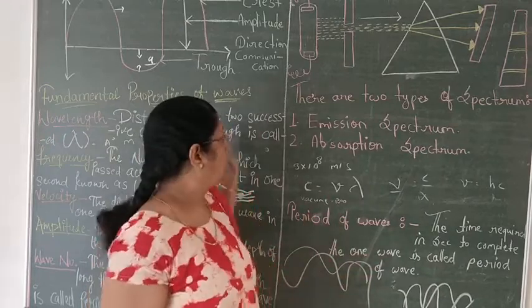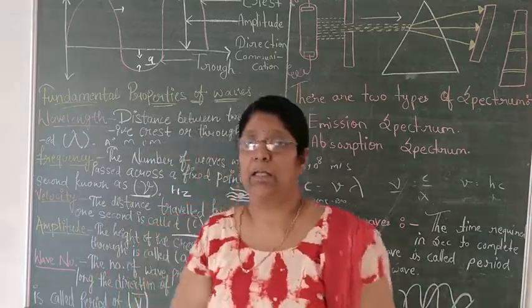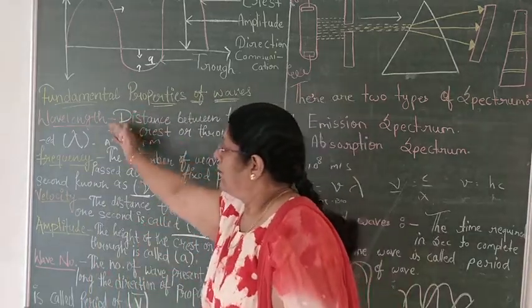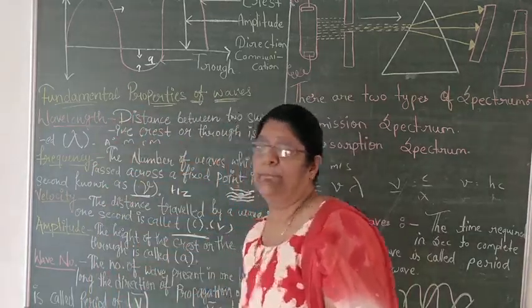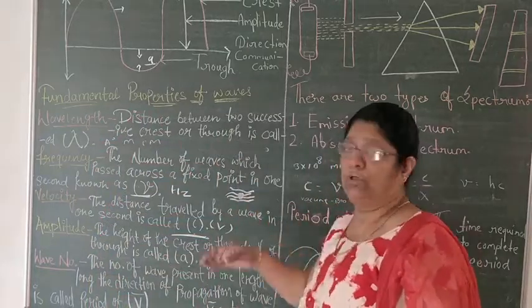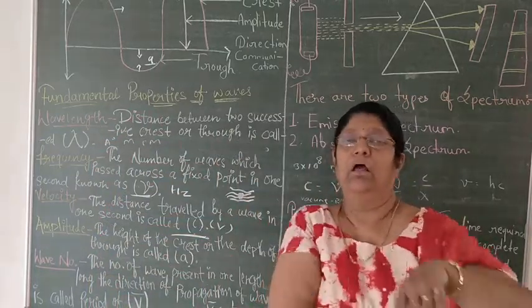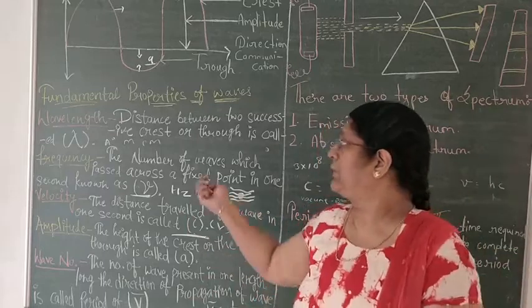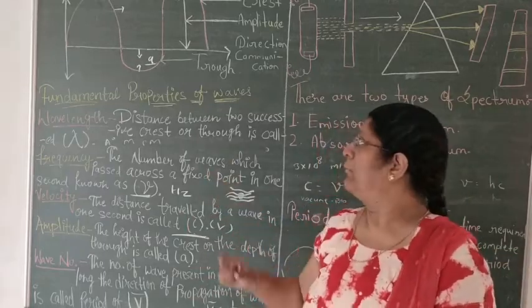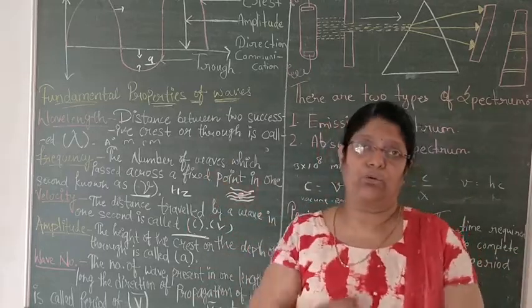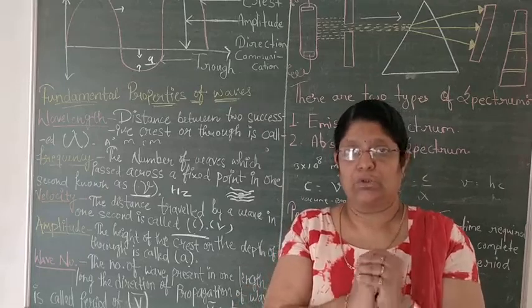Okay, so these are the basics about electromagnetic waves. Wavelength, frequency, velocity, amplitude and wave number will be used to calculate numericals, and many formulas will be there that I will teach you later. But today we are learning about electromagnetic waves, which is very important.